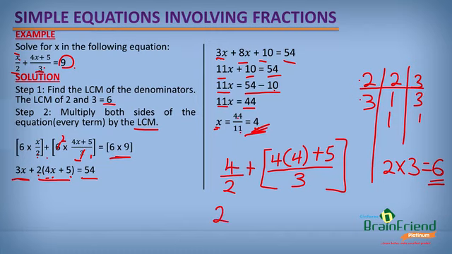So 4 over 2 gives 2, plus 4 times 4 is 16. 16 plus 5 is 21. So we have here 21 over 3. This is equal to 2 plus 7, since 21 over 3 is 7. 2 plus 7 is 9, which is what we have here. So x is actually equal to 4.